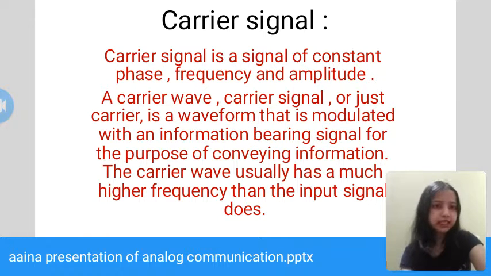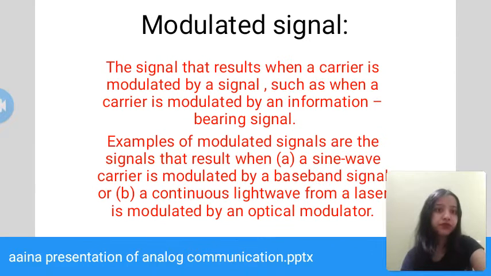A carrier signal is a signal of constant phase, frequency and amplitude. A carrier wave, carrier signal or just carrier is a waveform that is modulated with an information bearing signal for the purpose of conveying information. The carrier wave usually has a much higher frequency than the input signal does.